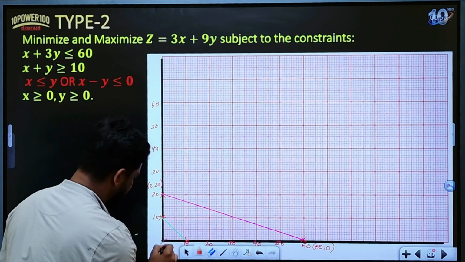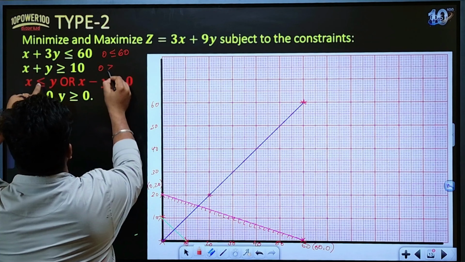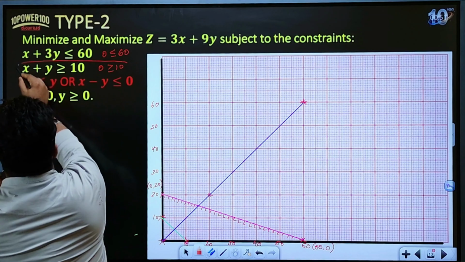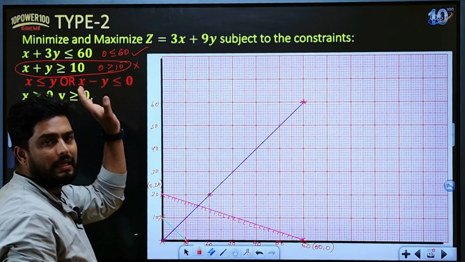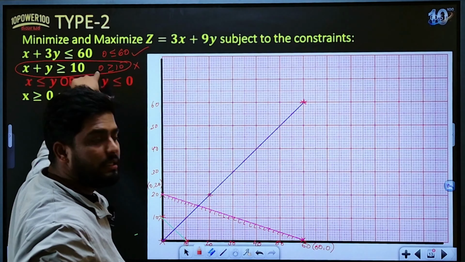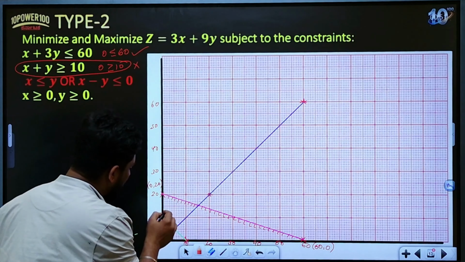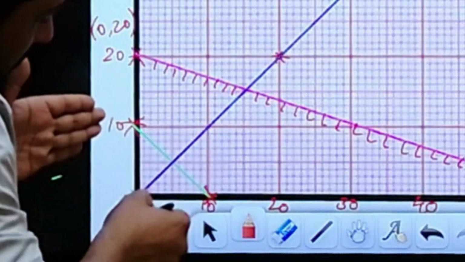Now the second line. If I put 0, so 0 is greater than or equal to 10. Now look at this, this is actually false, right? Why? Because 0 is actually less than 10, but here we got 0 greater than 10. So this is actually false. So if this one is true and this one is false, I'm marking this side, children, okay?